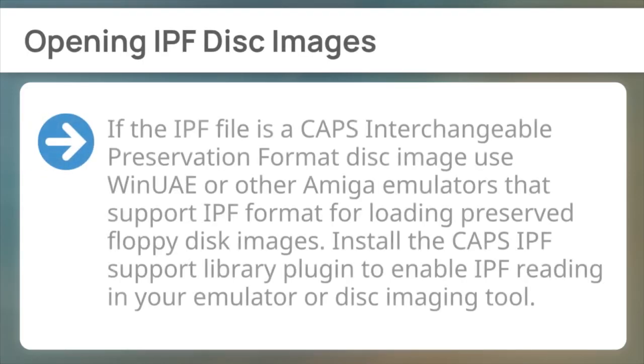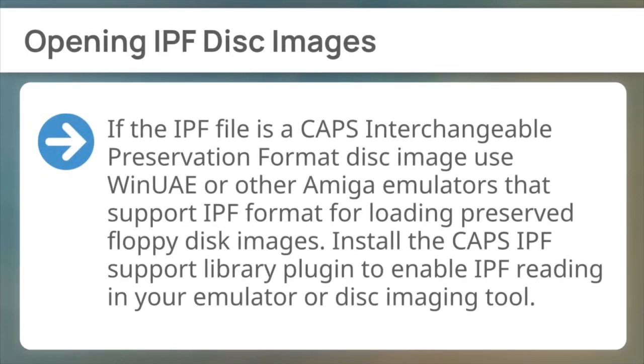Next, opening IPF disk images. If the IPF file is a CAPS Interchangeable Preservation Format disk image, use WinUAE or other Amiga emulators that support IPF format for loading preserved floppy disk images. Install the CAPS IPF Support Library plugin to enable IPF reading in your emulator or disk imaging tool.